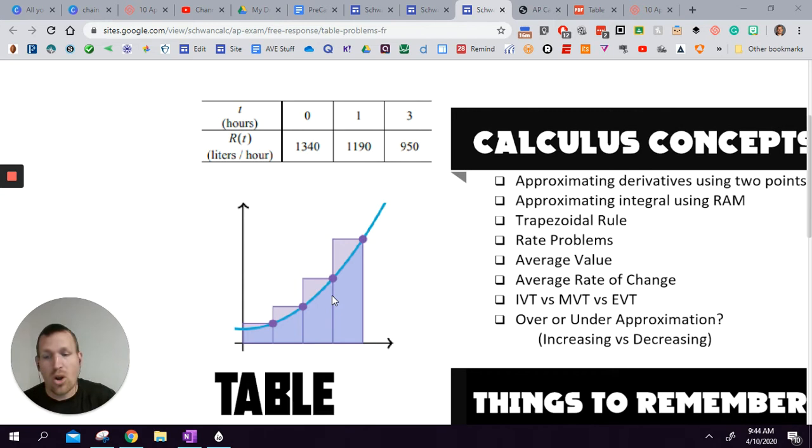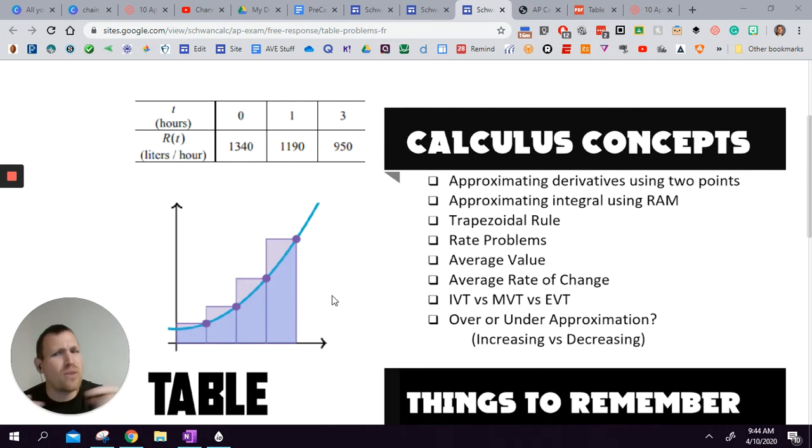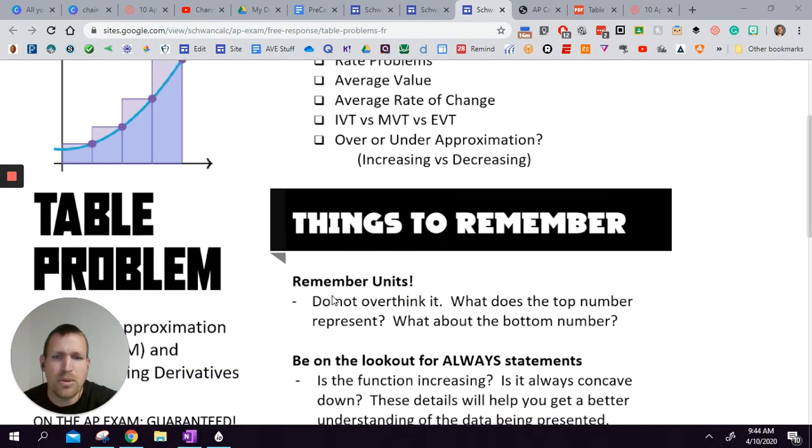Remember when we're talking about RRAM and LRAM being over or under approximations? That's because of whether it's increasing or decreasing. If we're talking trapezoidal rule, it's an over or under approximation because of the concavity. When in doubt, draw a picture. If you drew a picture and said, hey, I don't know if it's because of increasing or decreasing or because of concavity, you could probably figure it out pretty much.